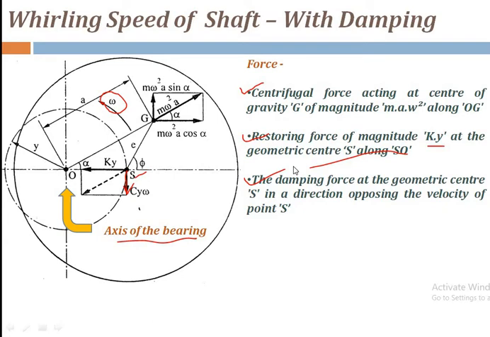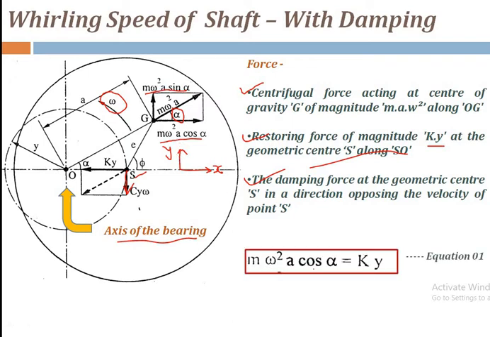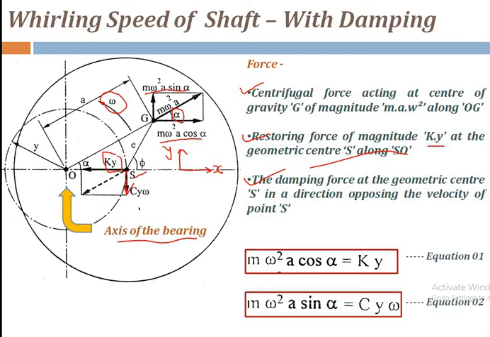Now let centrifugal force act at angle alpha with the x-axis. Then its components are m omega square a cos alpha in x-axis direction and m omega square a sin alpha in y-axis direction. After equating all forces in x and y direction, we get m omega square a cos alpha equal to k into y, and m omega square a sin alpha equal to c y omega, where c is a damping coefficient and c y omega is a damping force.